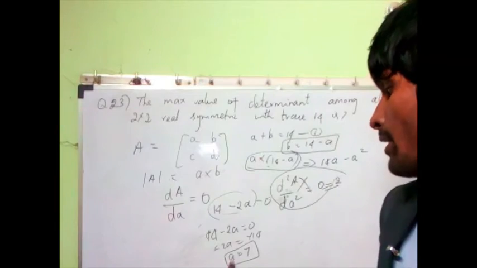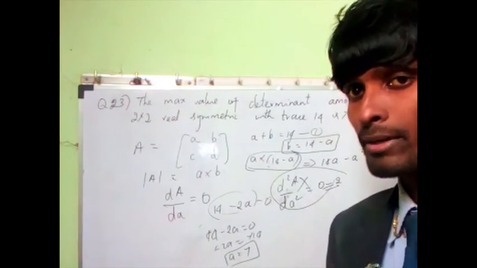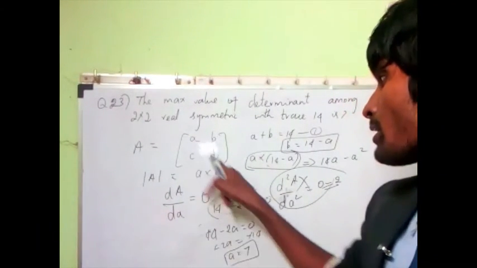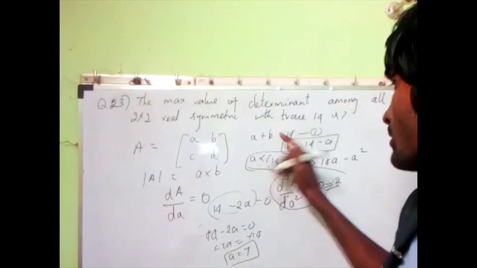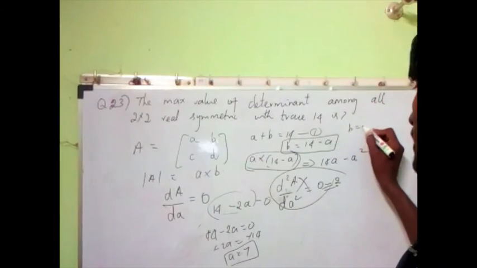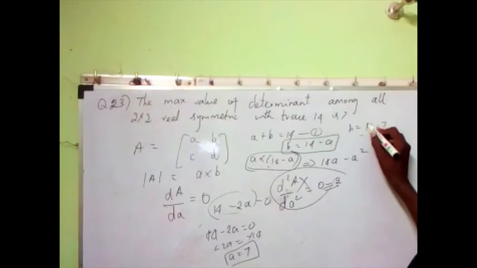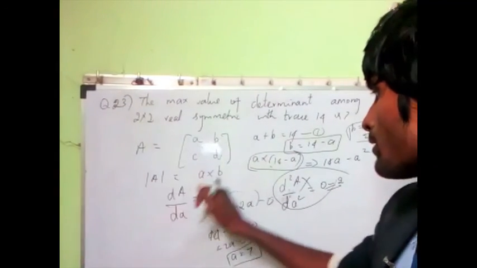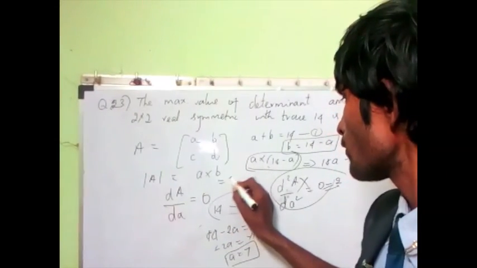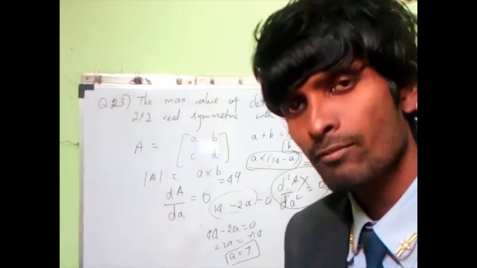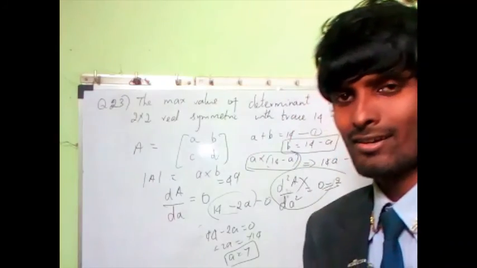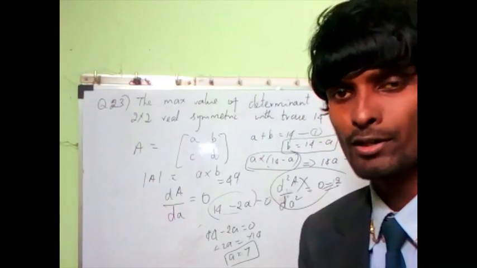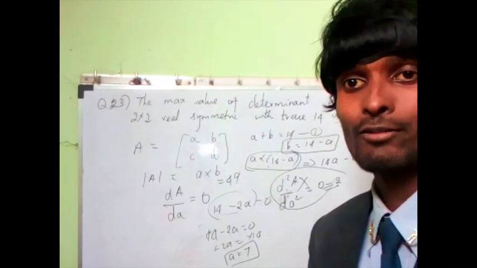So for a equals 7, what is the b value? b is equal to 14 minus 7, that means b is equal to 7. So the determinant value is equal to 49. So the maximum value of the determinant is 49, for a equals 7 and b equals 7. Thank you very much. It's very simple.